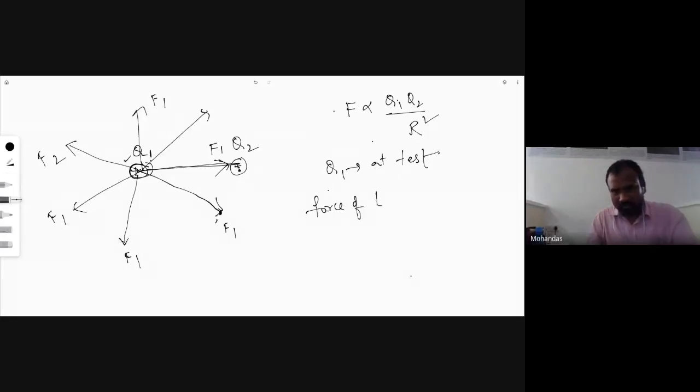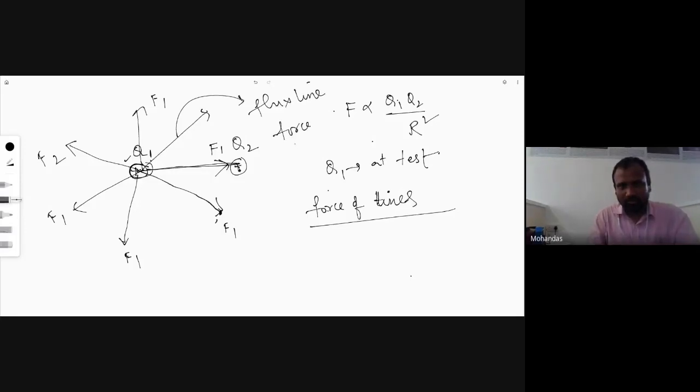force lines. These lines are called flux lines, or force lines. Force lines are flux lines. Now, the region around this Q1 charge, as these force lines are due to this electric charge, these are called electric force lines.